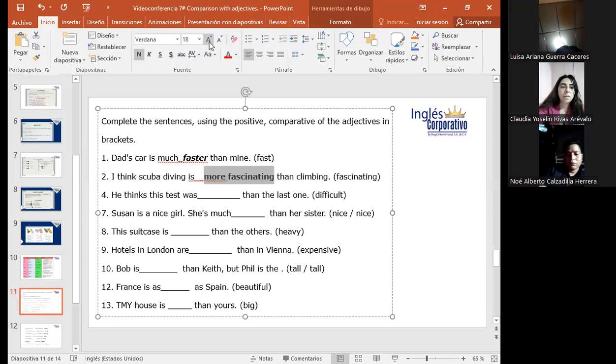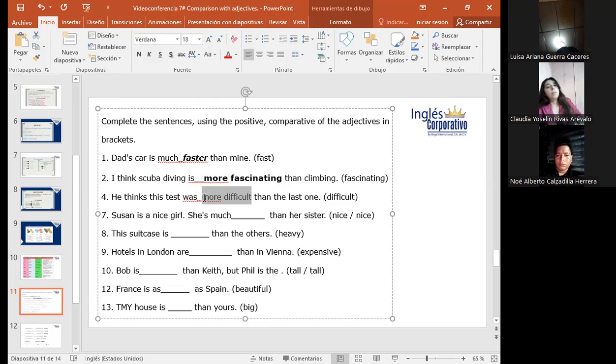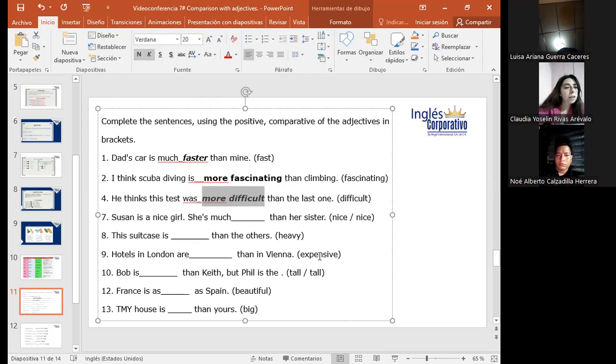Look at this. You can see the examples here. More fascinating than climbing. The next one, because the numbers are not matched. He thinks this test was more difficult. So that will be more difficult. All right. Check that. It's more difficult.